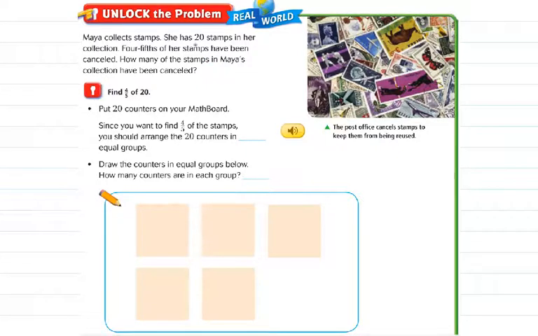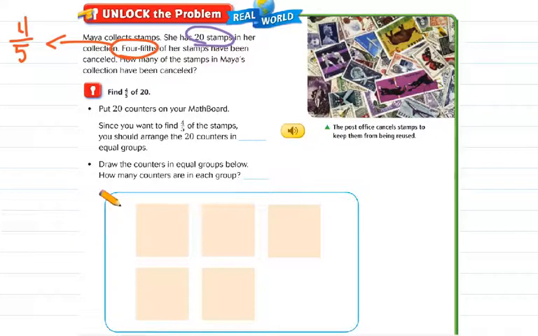So boys and girls, I'm going to circle 20 stamps because that's what I know is in her collection. And then I'm going to circle 4/5 because that's the amount that's been canceled. I'm also going to translate that into 4/5 as we know it when we talk about a fraction. So it says find 4/5 of 20.